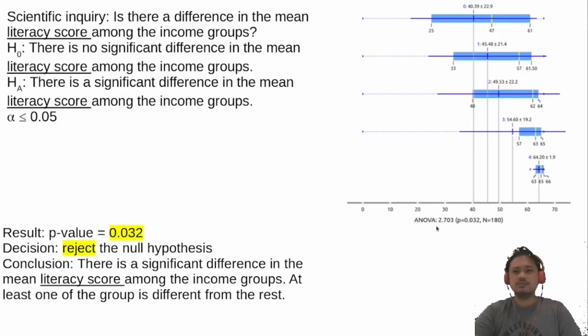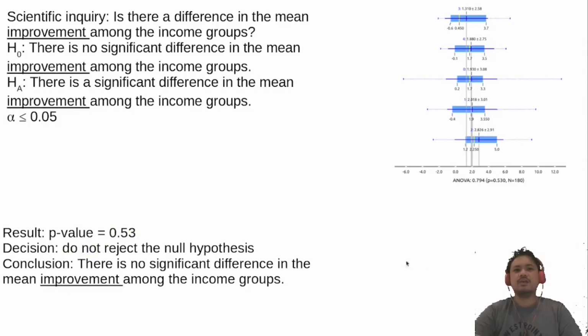You can see here in our box plot that the distance of the gray lines is similar for groups 0, 1, 2, and 3. Then suddenly, there is a big distance of gray line for group 4. We can say that group 4 is the one different from the rest. How about the improvement? The p-value that we got is 0.53, which is bigger than alpha. We will not reject our null hypothesis.